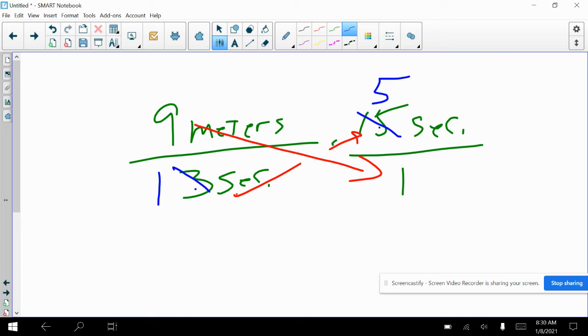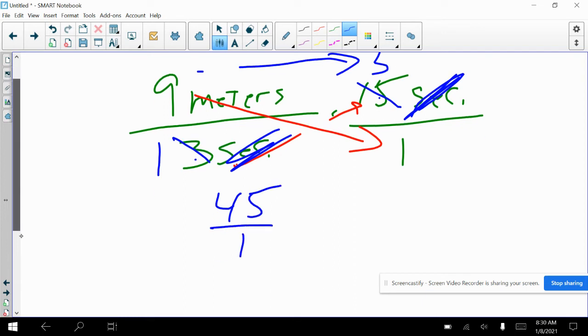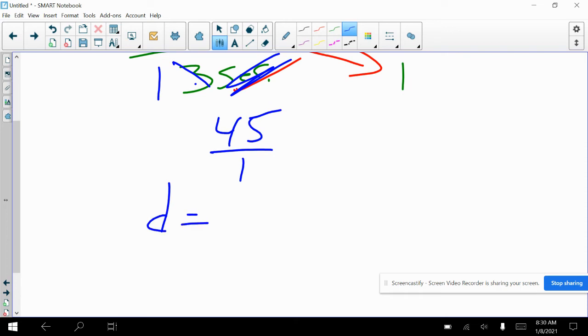So I wanted to show you both ways. That's why I'm doing this problem. Some of you may recognize, hey, the rate, I can turn it into a unit rate, which is fantastic. You're going to get the same answer. If you don't recognize that, I can cross reduce, not only the seconds, but the numbers, and that works as well. Because now we take 9 times 5, we get 45. 1 times 1 is 1. And again, we're left with the distance is still 45 meters.